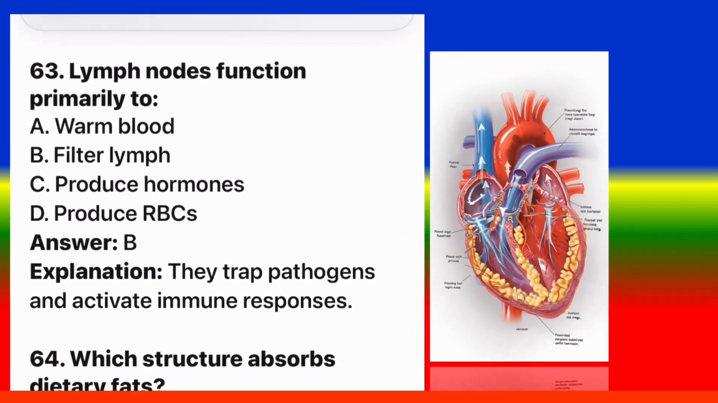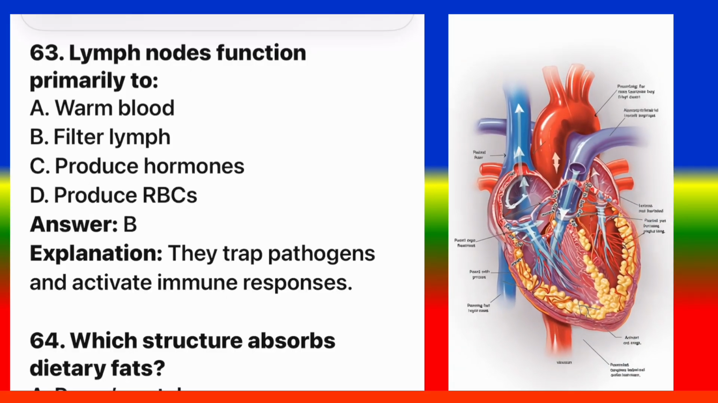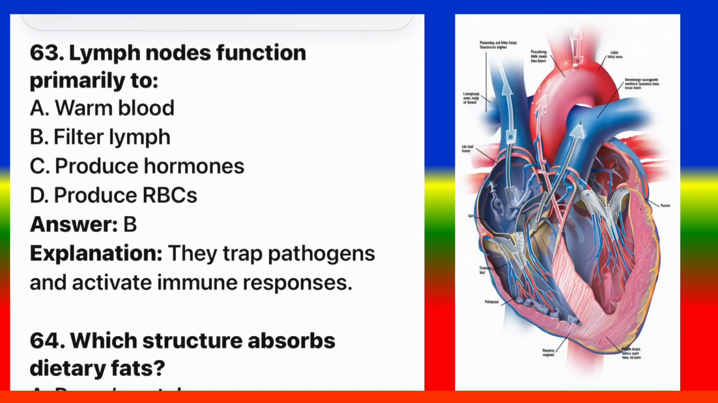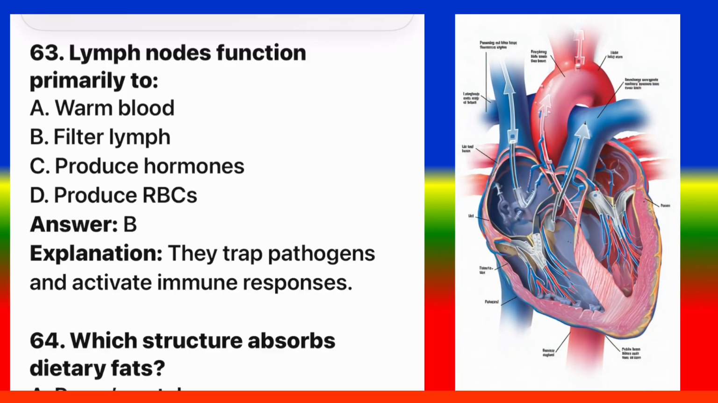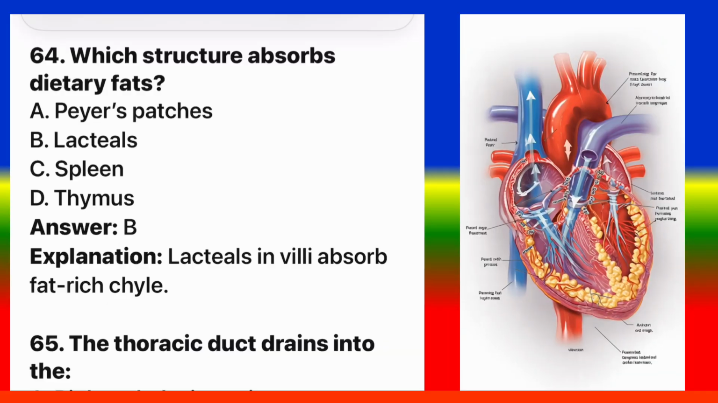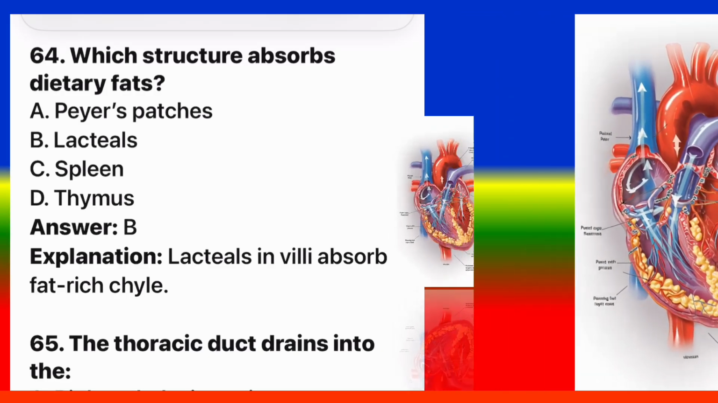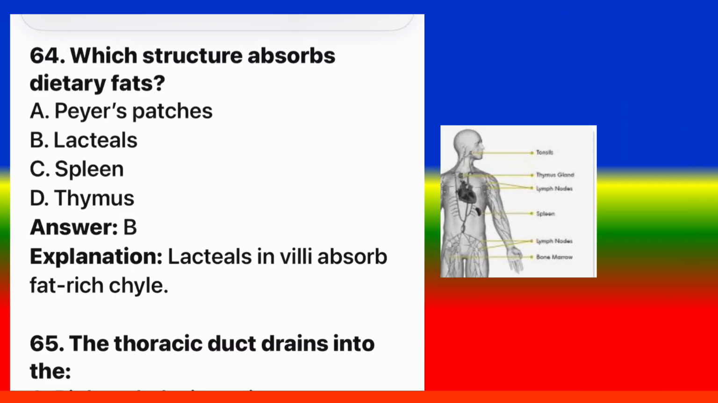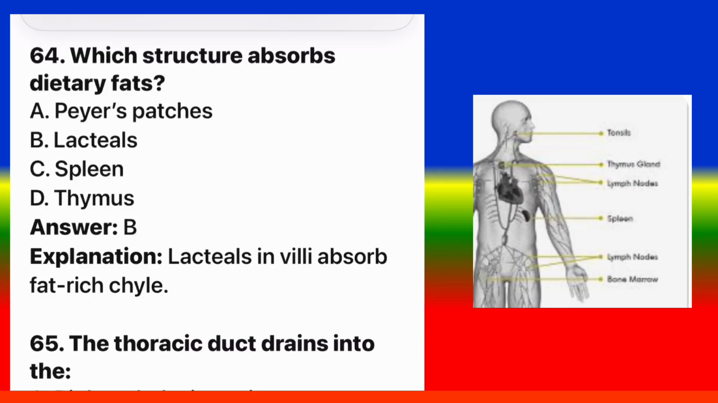63. Lymph nodes function primarily to: A. Warm blood, B. Filter lymph, C. Produce hormones, D. Produce RBCs. Answer B. Explanation: they trap pathogens and activate immune responses. 64. Which structure absorbs dietary fats? A. Peyer's patches, B. Lacteals, C. Spleen, D. Thymus. Answer B. Explanation: lacteals and villi absorb fat-rich chyle.